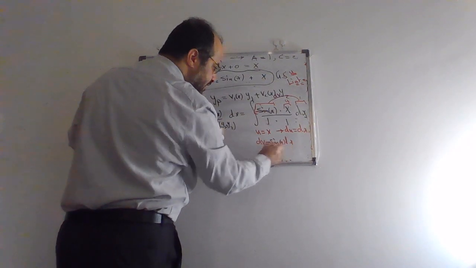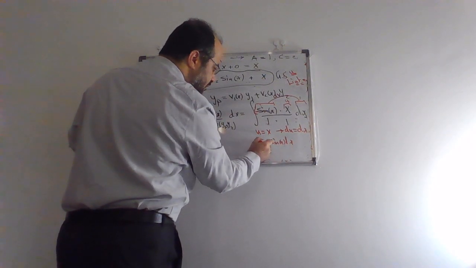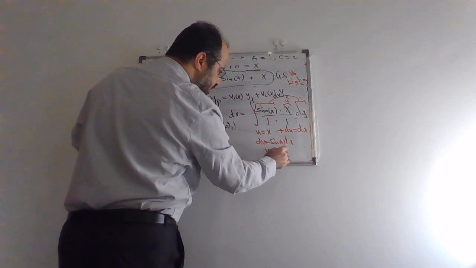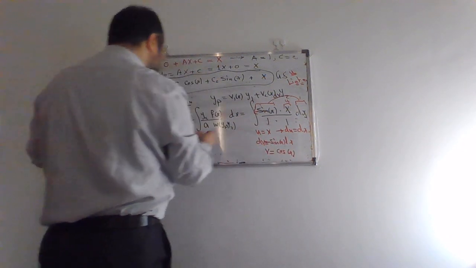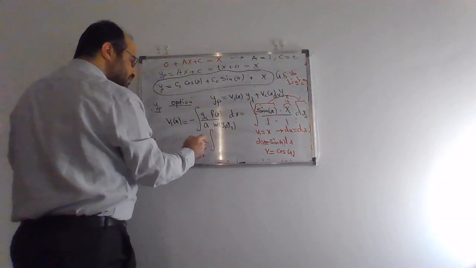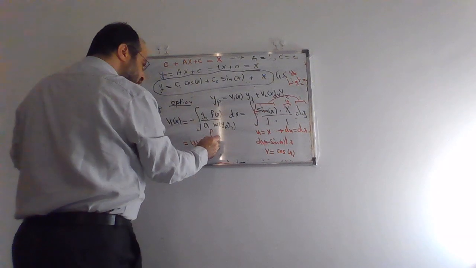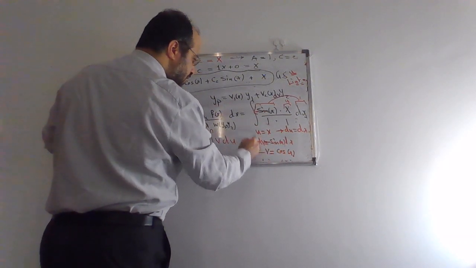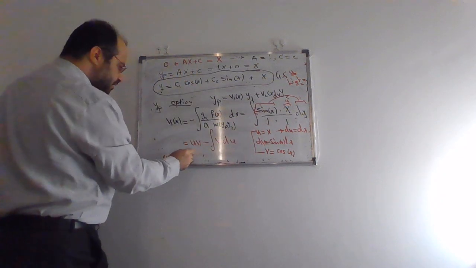When you integrate now, v will be just cosine x. And now you have u times v minus the integral of v du, and u times v is x cosine x.